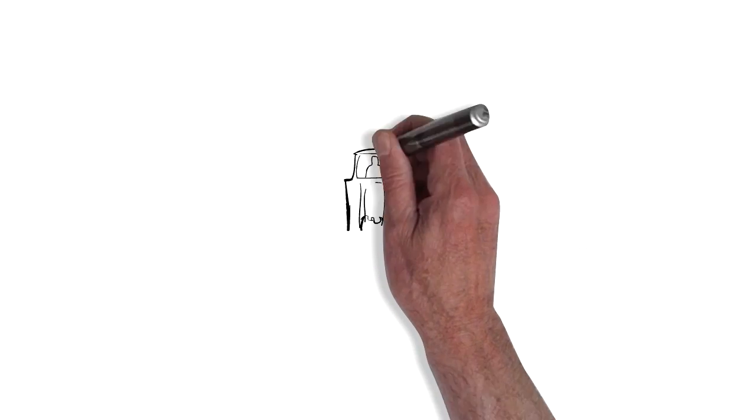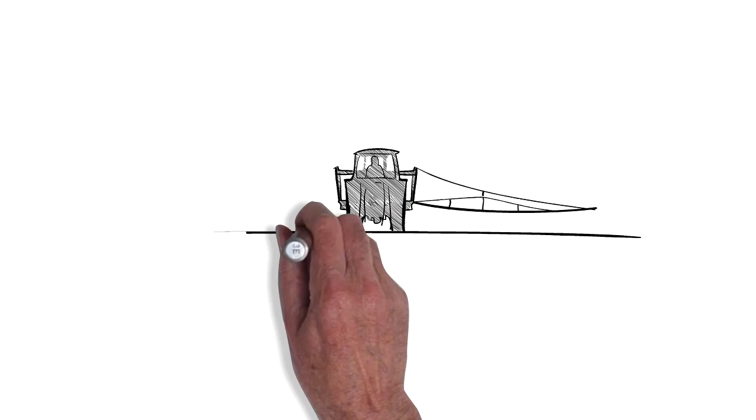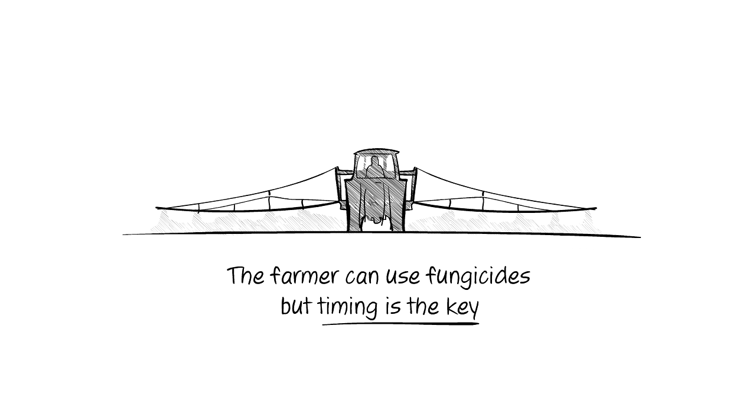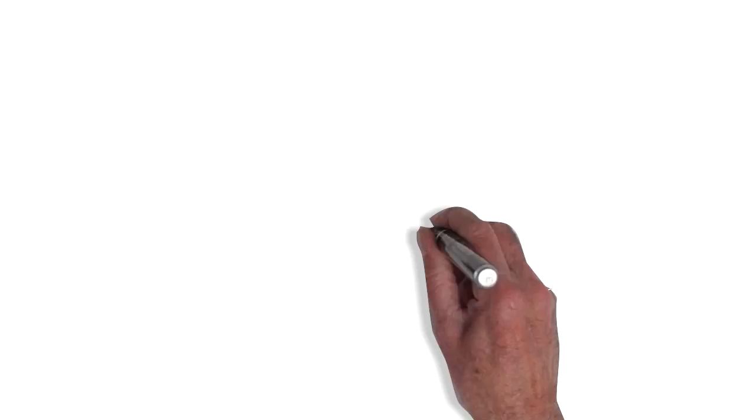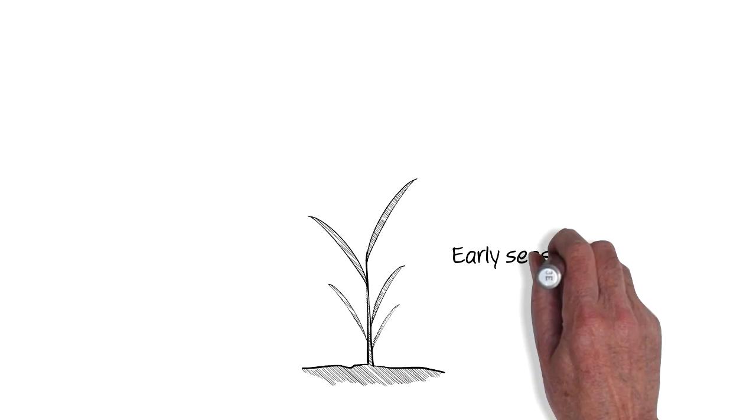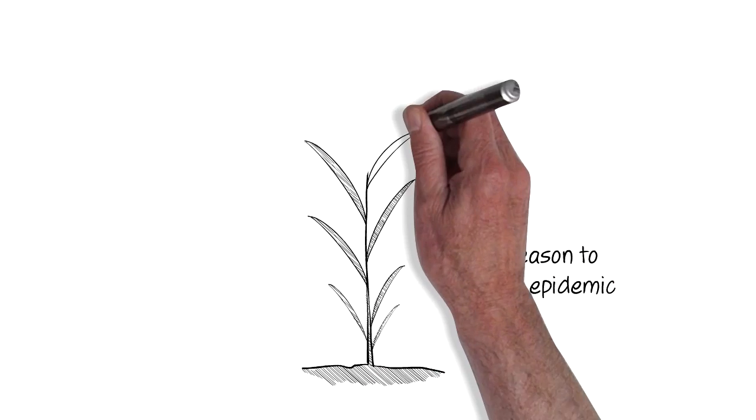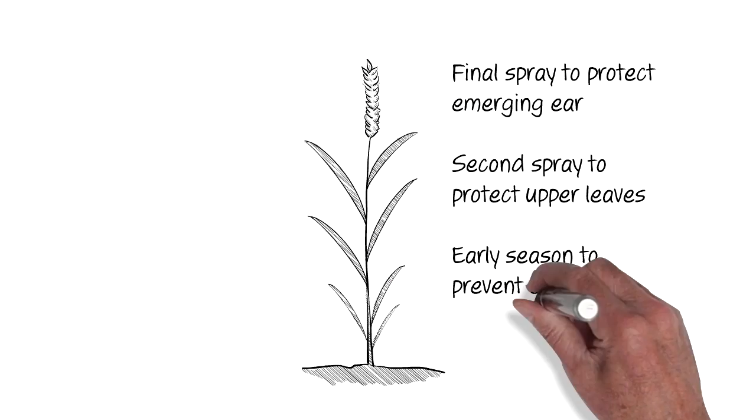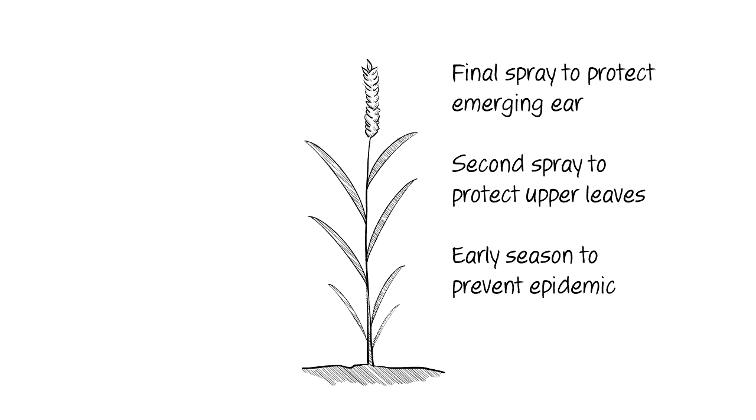So how can the farmer fight back? Well, with fungicides obviously, but timing is key. To fully protect the developing crop will take several fungicide sprays. An early season spray to prevent an epidemic developing. The next spray is to protect the upper leaves, and the final spray to protect the emerging ear and to protect grain quality.